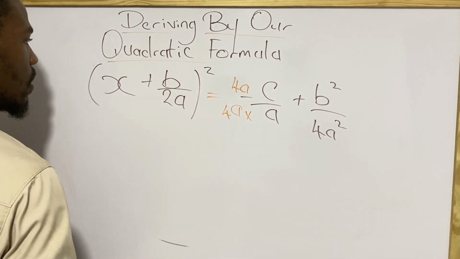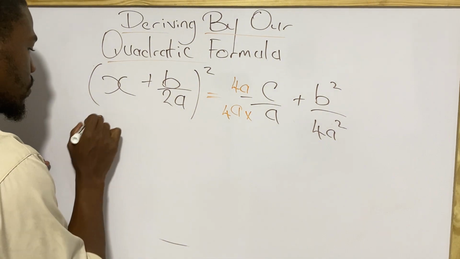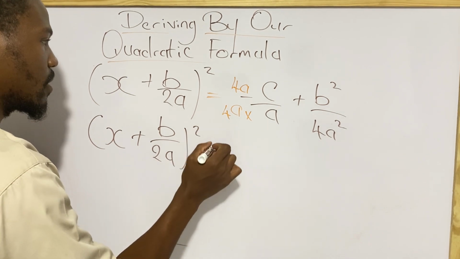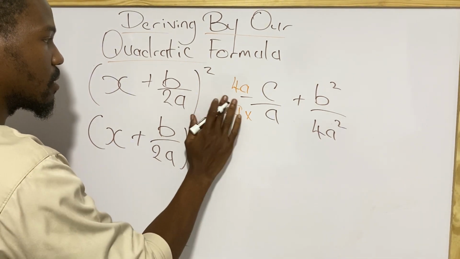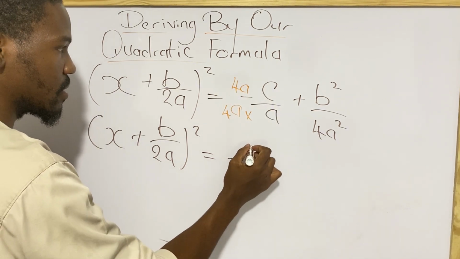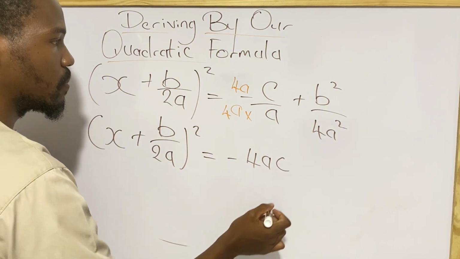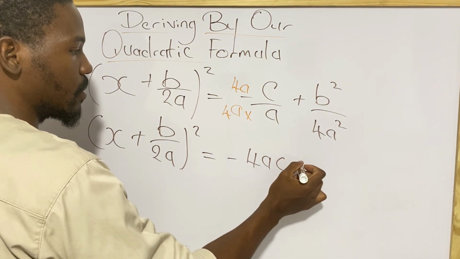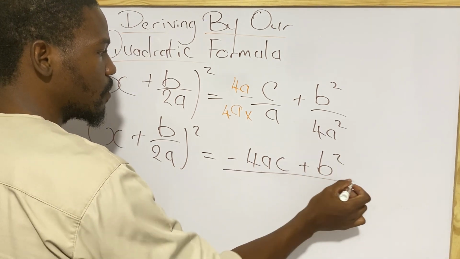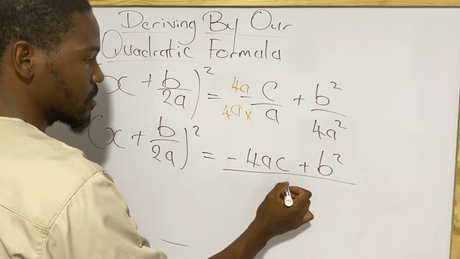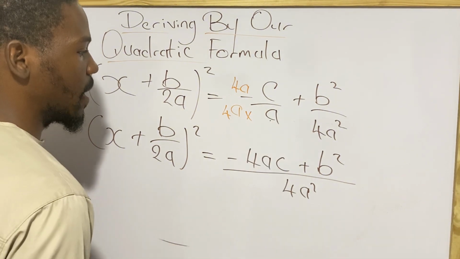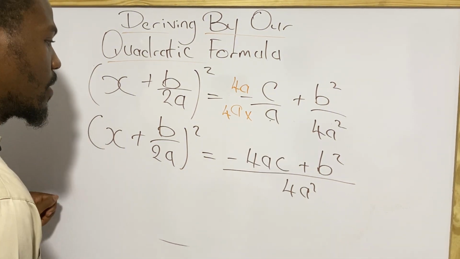In doing that, we're actually left with the bracket x plus b over 2a equals, and we're going to have 4ac plus b squared, all over 4a squared, because as you can see, 4a times this is going to give me that. So this is what I'm going to have right now, right?